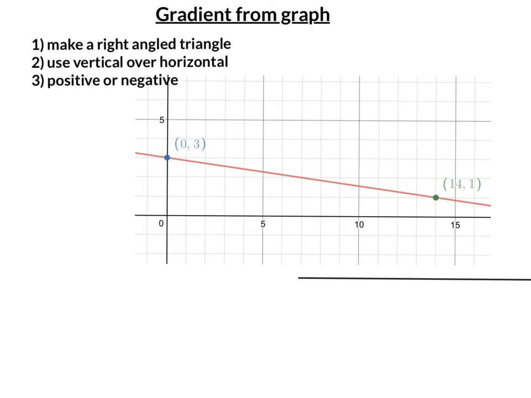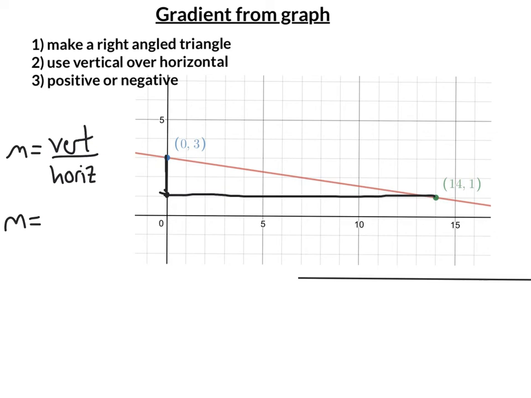Moving on to my second example, so make a right angle triangle first. So I'm going to go from the point that's at the bottom and draw a horizontal line along until I'm exactly below the other point, which happens to be here on the y-axis. And then I'll draw my vertical line up till it hits the other point. So I'm going to use my m equals vertical over horizontal.